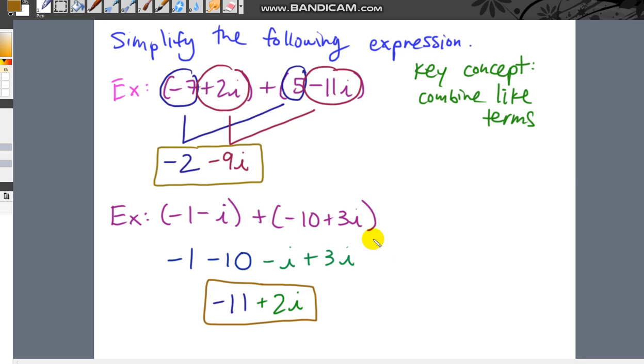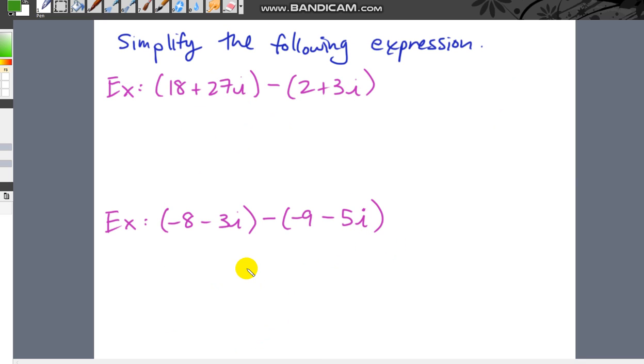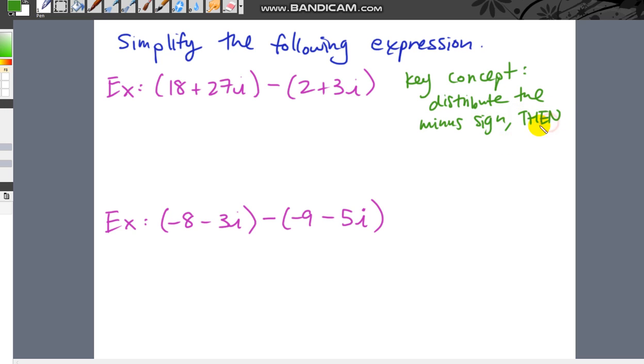Okay? Now I'm going to show you another example. Okay? So let's say instead I ask you to subtract two complex numbers. Okay? So I'll write it out here just in case some of you need to see it. Okay? So the key concept is going to be distribute the minus sign, then combine like terms. Okay, so let's do exactly what this says.